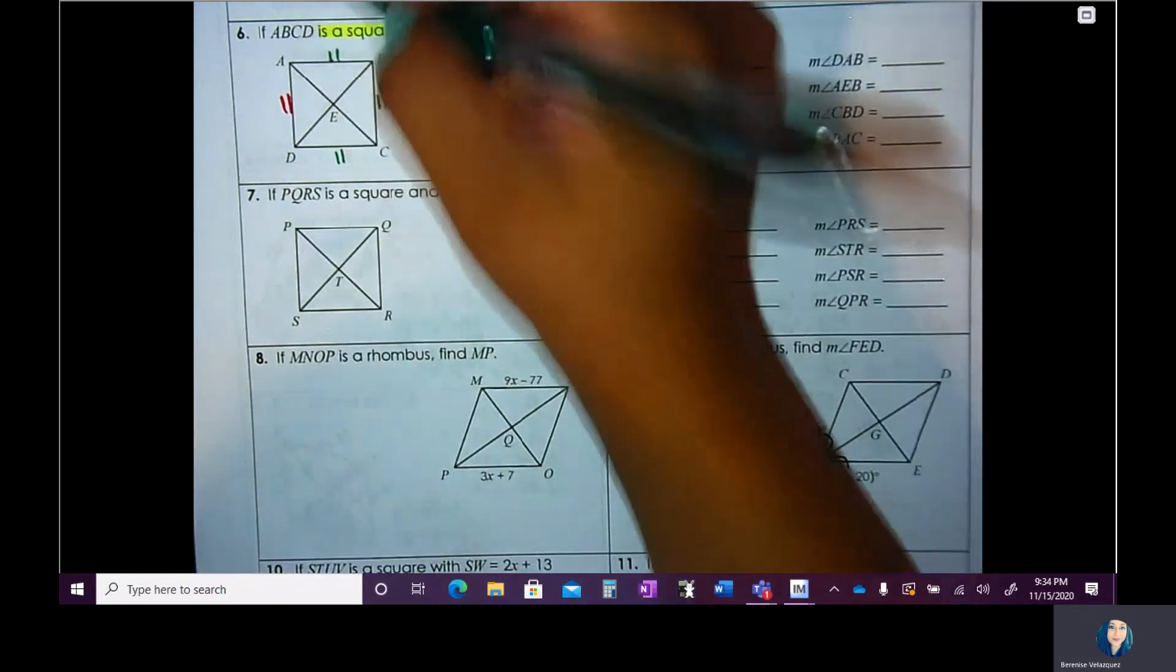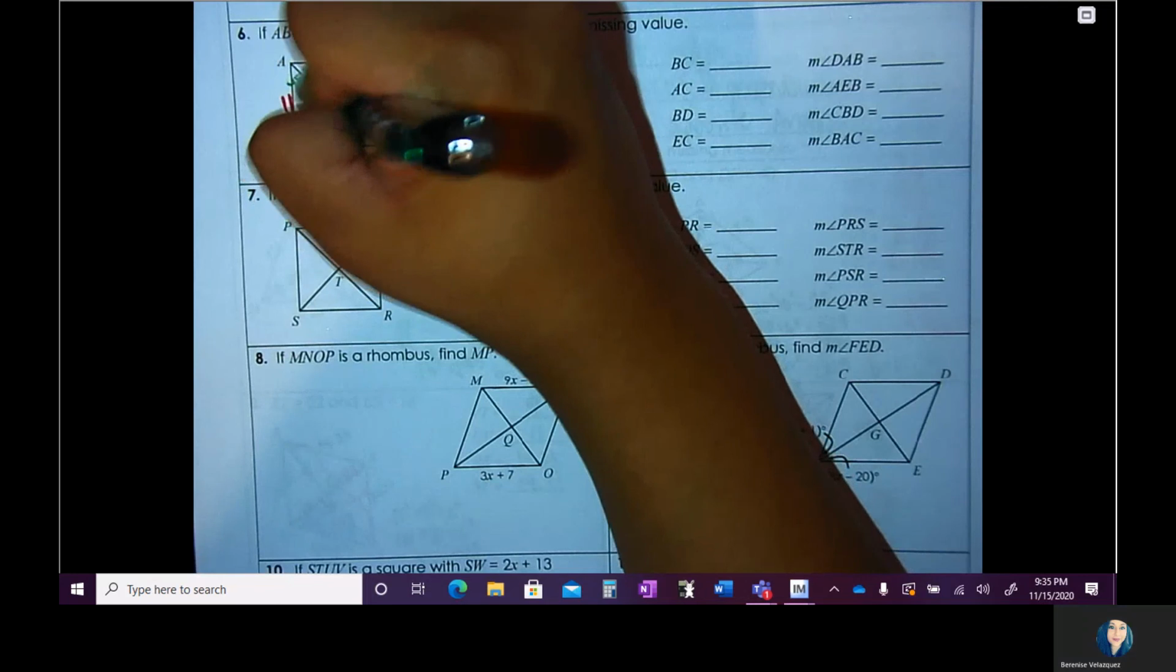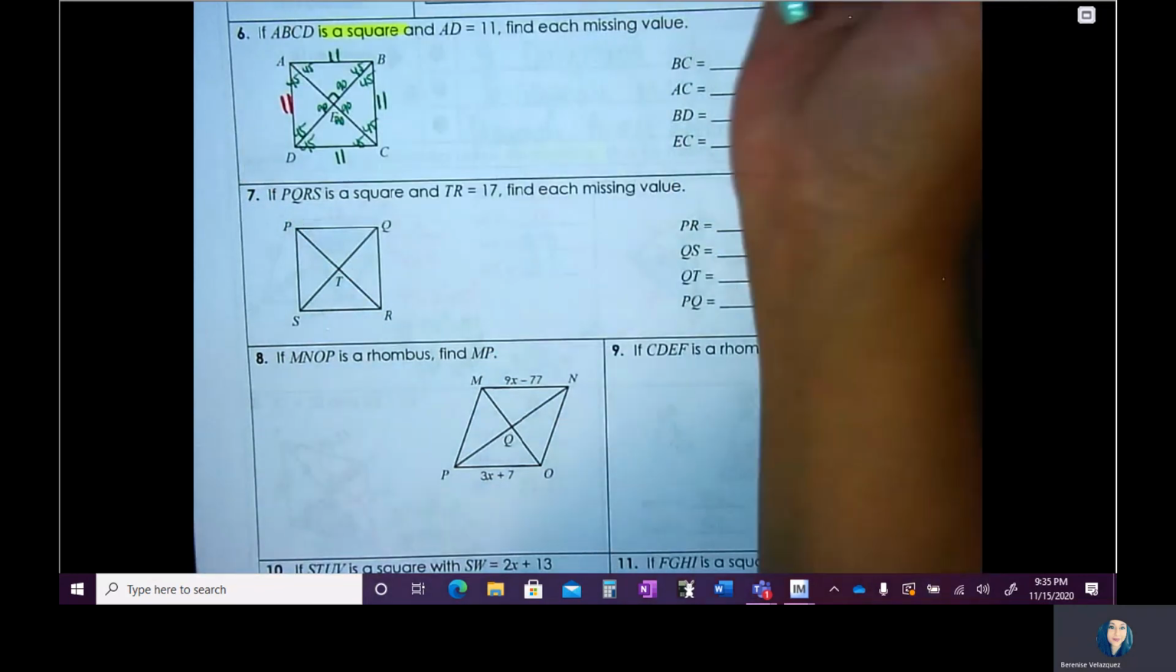Well, I just told you that we know that all of these have to be 45. Like that's a given. It's never going to change. If it's a square, that will always be true. So you can go ahead and put those angles in. We also know that we can put a box here. So all of these are 90.